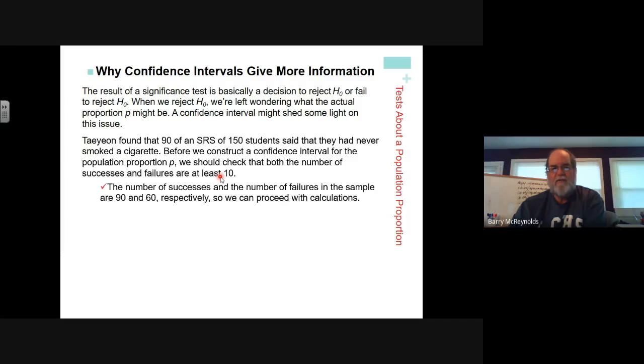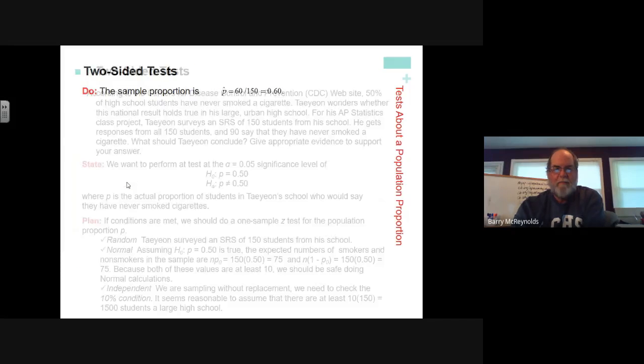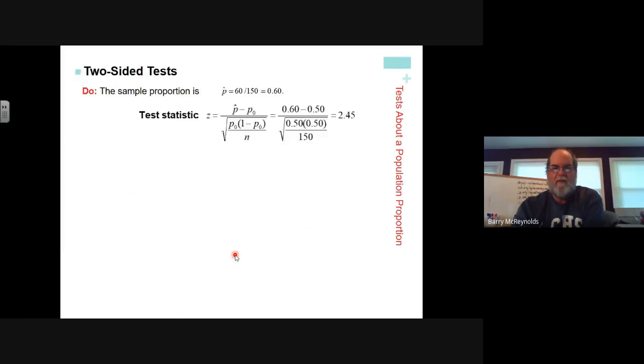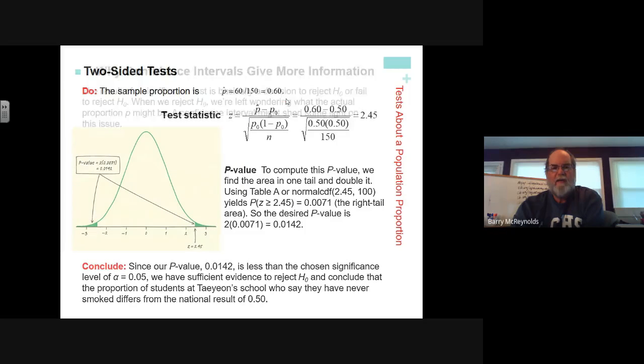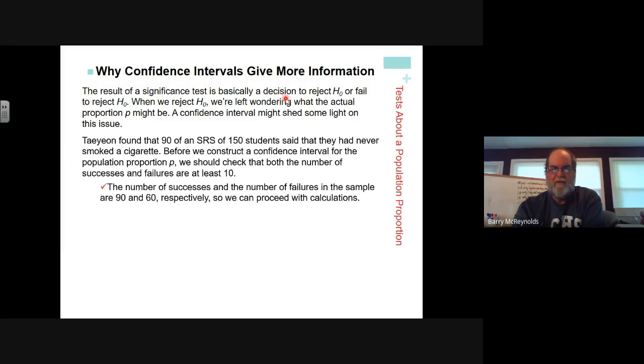We have to check to make sure that both the number of successes and failures are at least 10, and we did that already. But in the past, when we did it before, we used p0. In this case, when we conduct the confidence interval, we're going to use p-hat. We're going to use 0.6. So when we conduct that confidence interval, keep in mind that it's based on p-hat, not the population proportion.